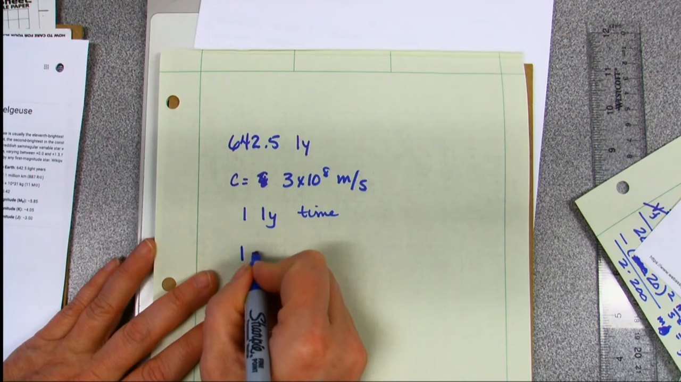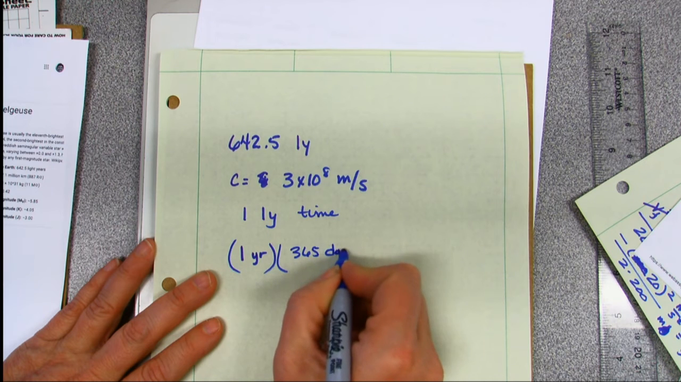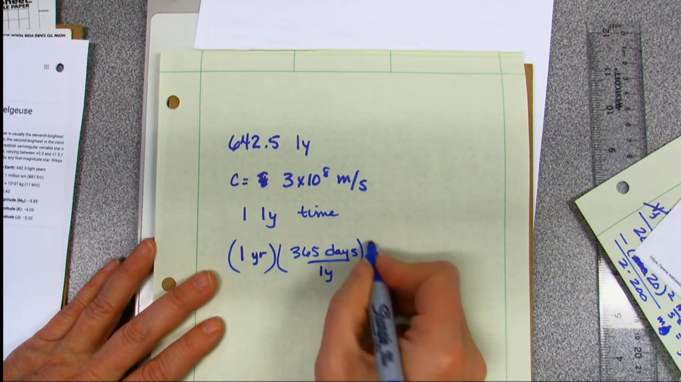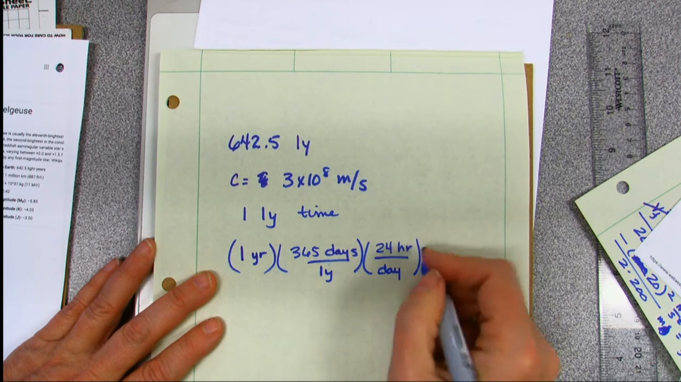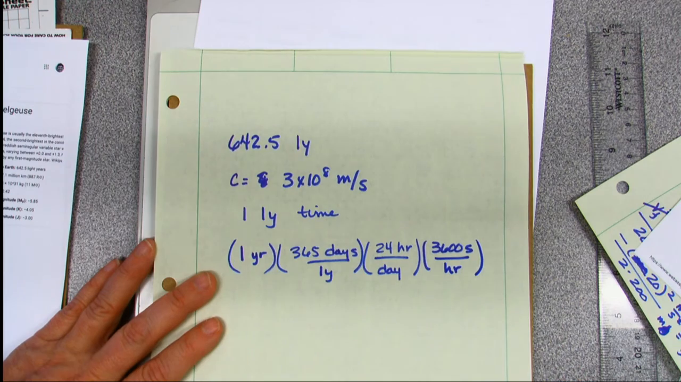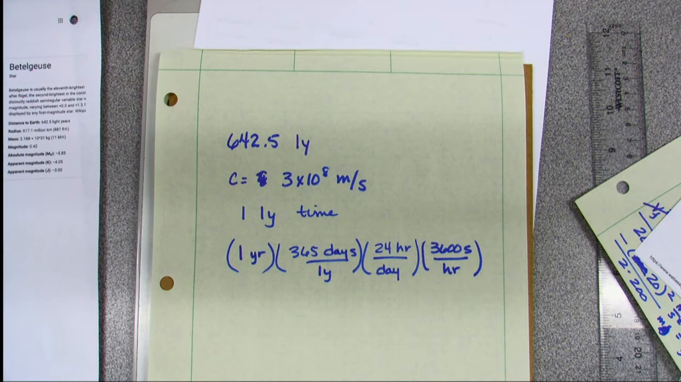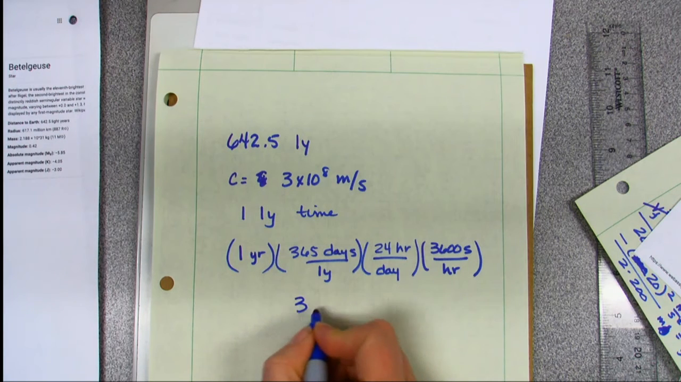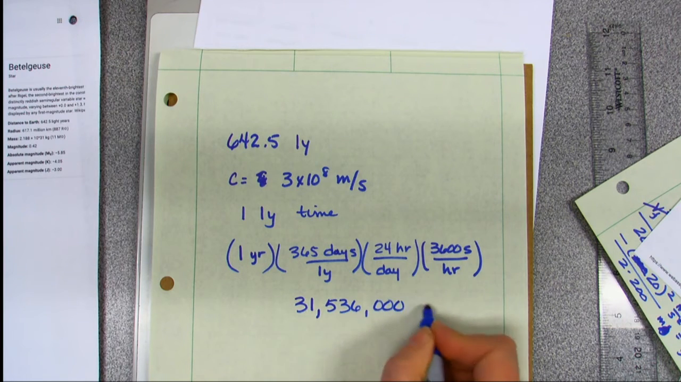So 1 year, we've got to put it in seconds, is 365 days. And there's 24 hours in a day. And there are 3,600 seconds in an hour. So if I plug that in the calculator, 1 year is 365 times 24 times 3,600, which gives me 31,536,000 seconds.